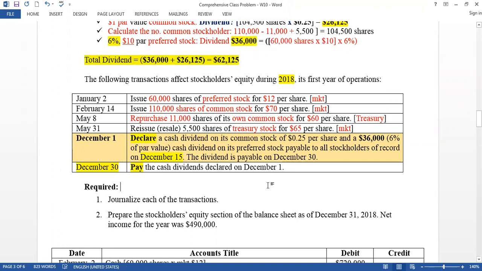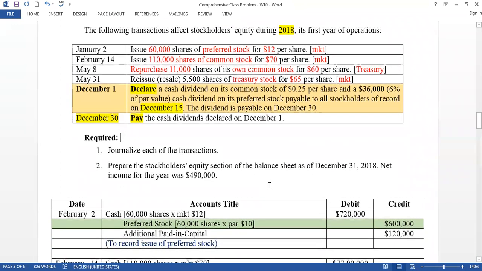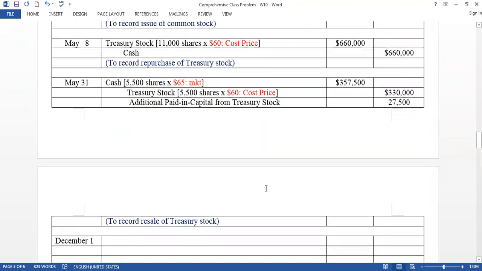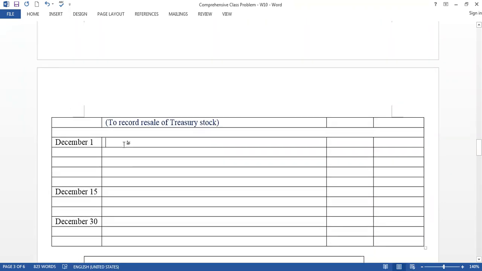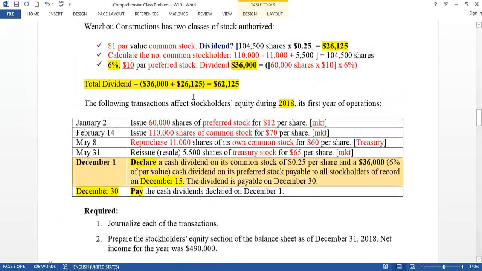After calculating this total amount of dividend, we have three journal entries: declaration date, record date, and payment date. But we know that the record date does not have any entry, right? Only declaration date and payment date. Let's see. December 1st is the declaration date. So declaration means dividend debit, dividend not yet paid. Dividend payable credit. So this is the journal entry for dividend declaration.